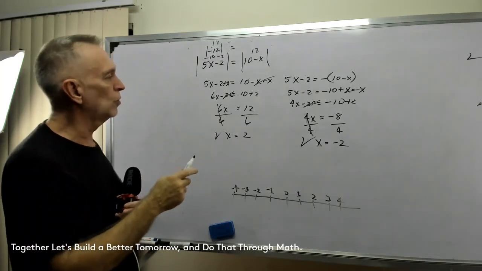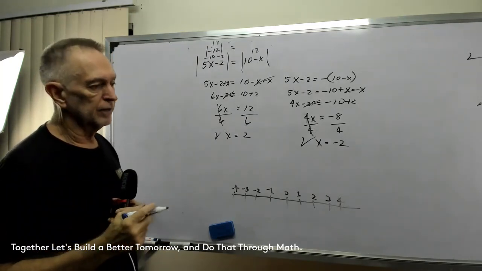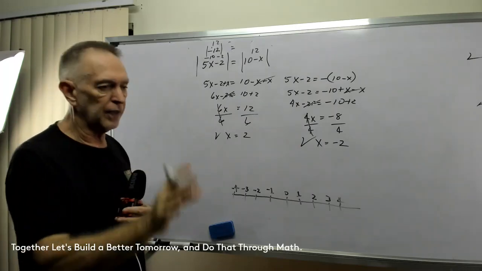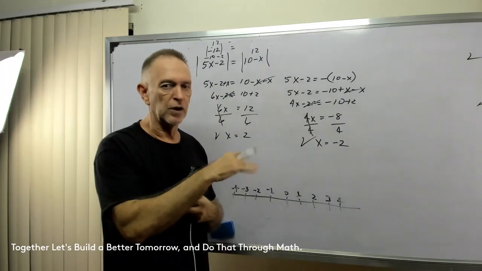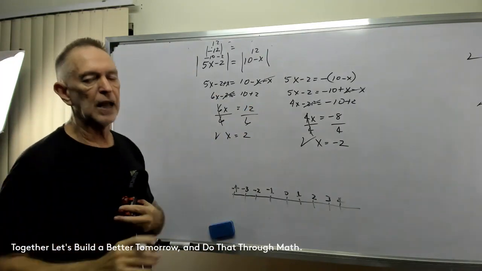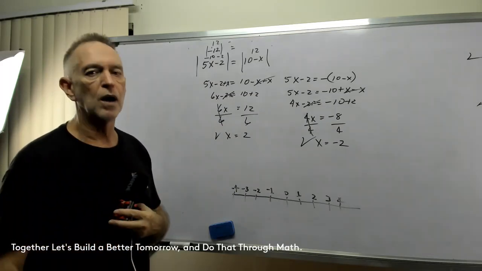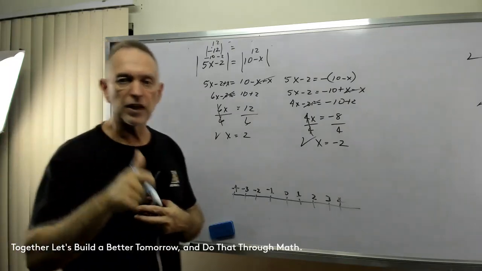Oh, the other rule was you need to isolate. If you have a lot of things going on around it, a lot of plus and minus, division, multiplication, all of that, get everything on one side except the absolute value and then solve for the variable that's in question. Okay, that's absolute value.